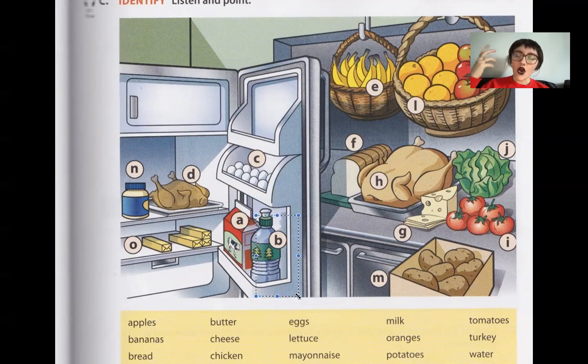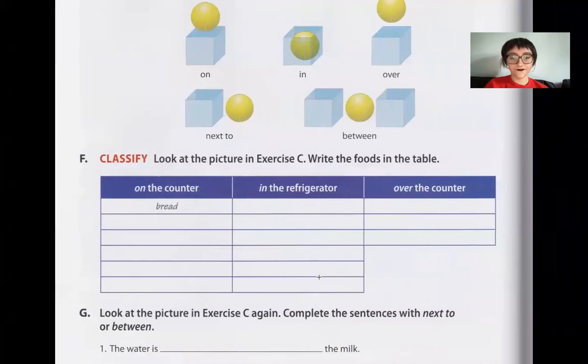So what is over the counter? The bananas, oranges, and apples. What is on the counter? On the counter. The bread, turkey, lettuce, cheese, tomatoes, and potatoes. What is in the fridge? The mayonnaise, chicken, butter, eggs, milk, and water.